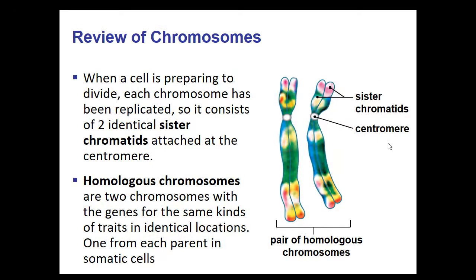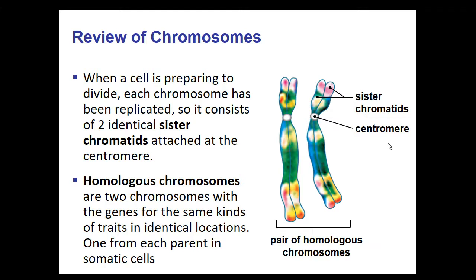And we've already seen that when a cell is dividing, each chromosome has been replicated, it's been copied. So there are 2 sister chromatids still stuck together until they separate during the cell division. And one goes in one daughter cell, the other goes in the other daughter cell.